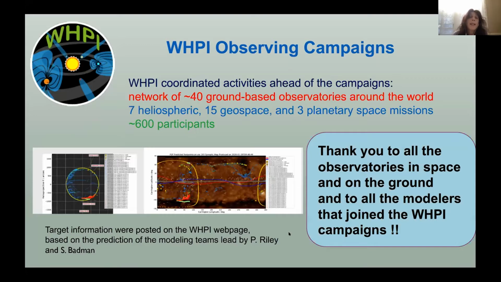So I just wanted to say that WHPI's role was to support the Parker Solar Probe team. We helped with the organization of activities ahead of the campaign, including coordinating the ground-based observation. During the campaign, we posted on the WHPI website target information for the solar telescopes to know where to point. And we had about 40 ground-based observatories around the world, many satellites, and about 600 participants.